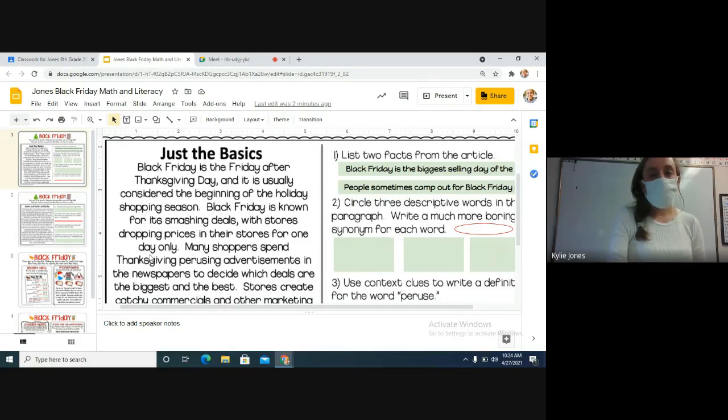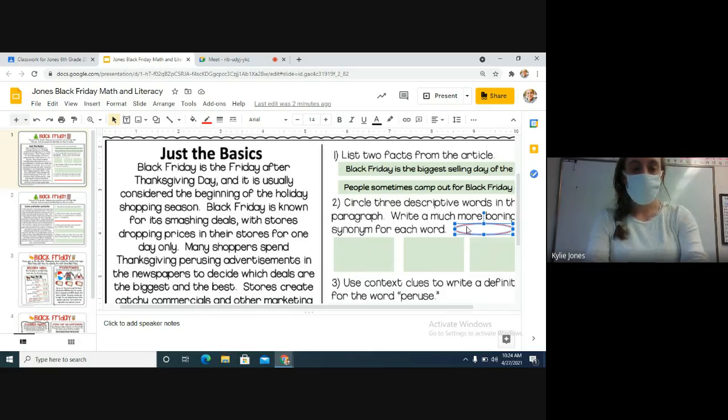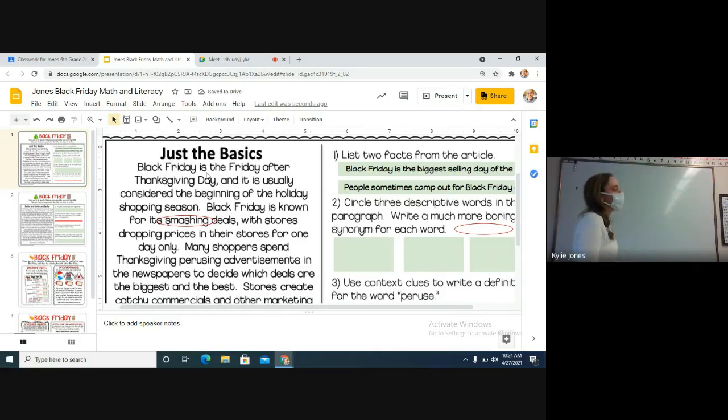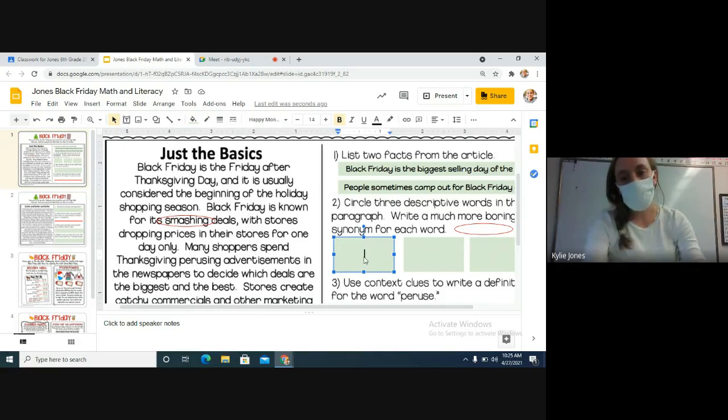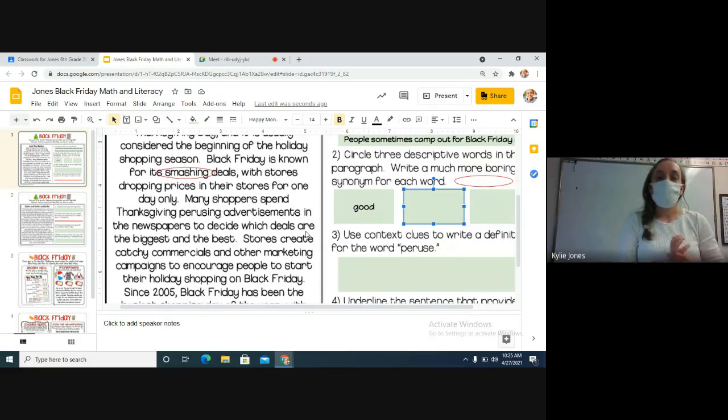So I'm looking at Black Friday is known for its smashing deals. So I'm going to add a circle over the word smashing. Smashing is describing the deals in an exciting or more interesting way. What is a more boring word for smashing? Alani? Good. Okay, good. That's exactly what it means in that context. So good. Okay, so that was one descriptive word.